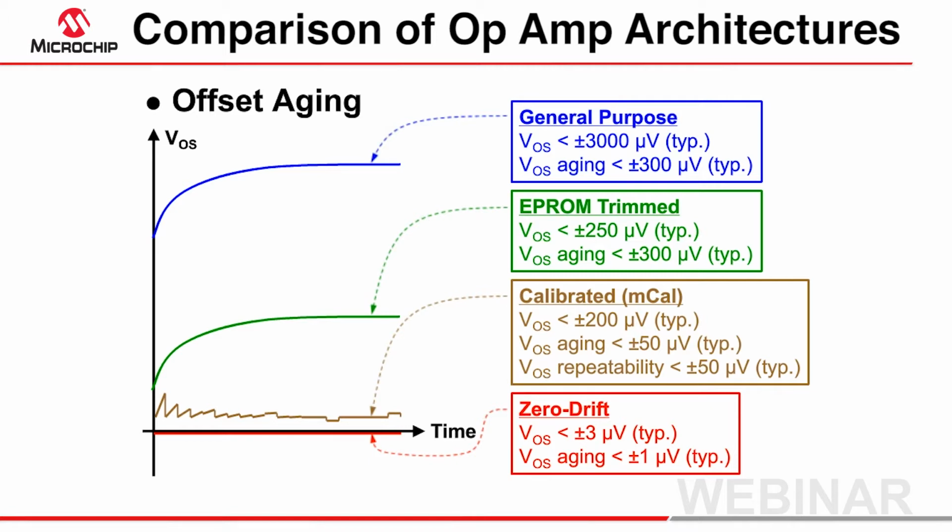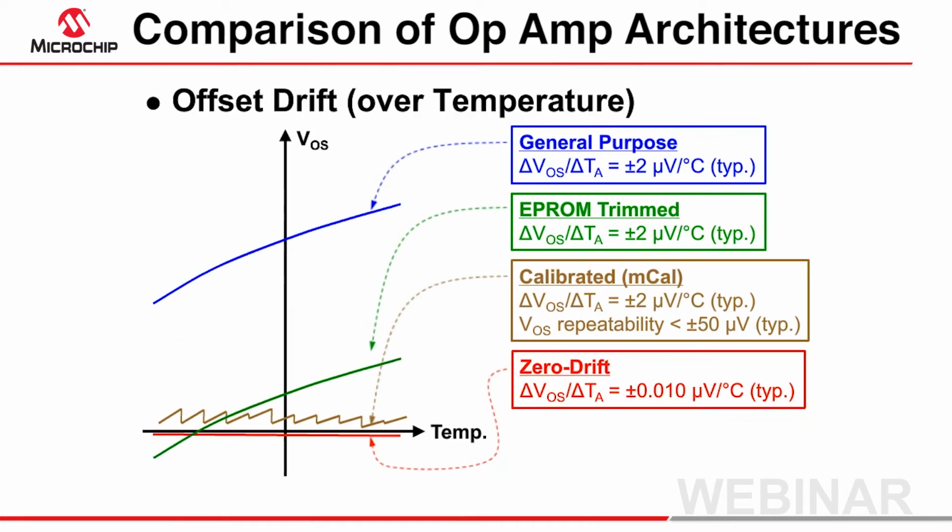Microchip offers a somewhat unique collection of amplifiers that offer on-demand calibration, which is shown in brown. Again, these amplifiers will inherently be affected by time, but the resulting offset error can be corrected with periodic calibrations. Finally, the zero drift architecture is shown in red. Since offset is being corrected thousands of times each second, the movement of offset over time is extremely small. Similar to drift over time, these architecture types are also affected by drift over temperature to varying degrees.